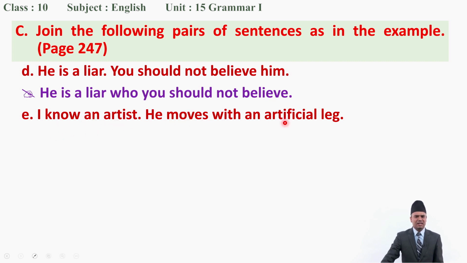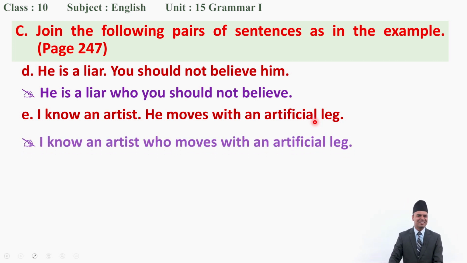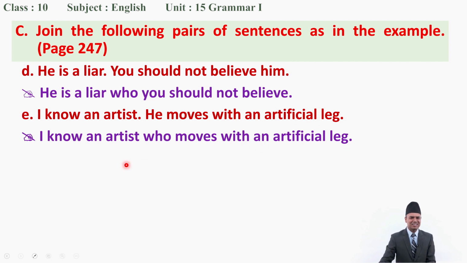And question E, I know an artist. He moves with an artificial leg. I know an artist. Again, this is a person, you can easily guess. Can you tell me? Yeah, it's very easy. It's who, okay? I know an artist who moves with an artificial leg.